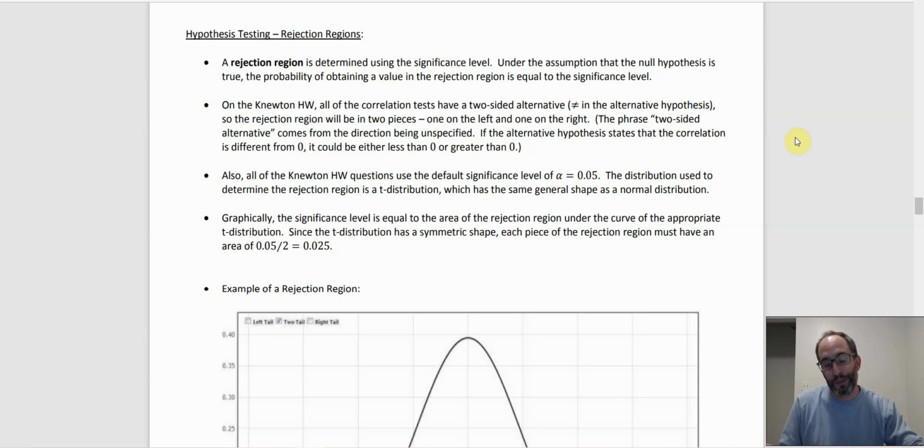If you didn't have the table, it would be really hard. Well, or any software. I guess with software, it's not too bad either. You could do it without the table if you had to. All right, so on the Newton homework, all the correlation tests have the two-sided alternative.